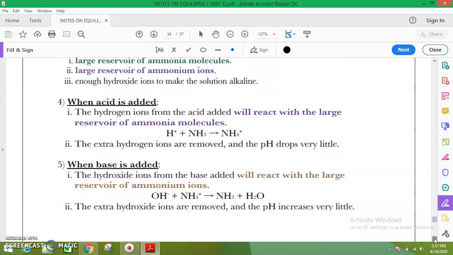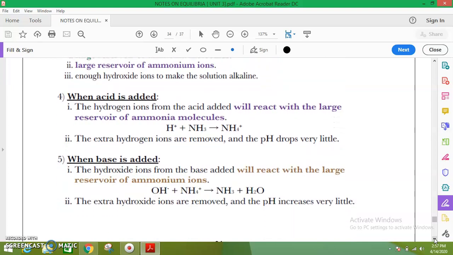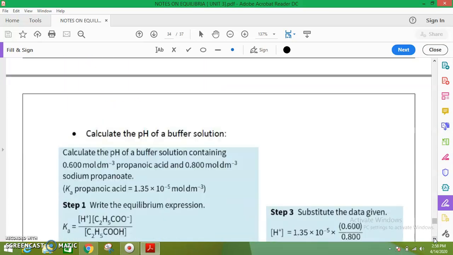Now what will happen when you add acid and base? Similar to above, when you add acid to the weak base, the pH drops very little, and when you add alkali to the ammonium ion, the pH increases very little. So this last line is your concept: what happens when adding base to an alkaline buffer solution, and what happens when adding acid to it.